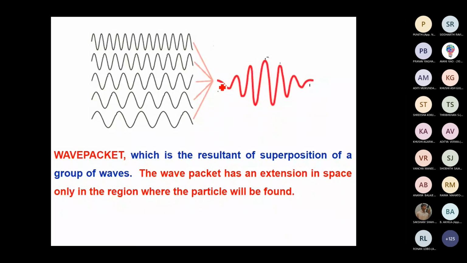Particle means localized in space. So the particle is within this region. Beyond this, the particle is not present. Wherever this wave packet is there, the entity is there; it symbolizes the localized nature. So the particle is within this packet, somewhere in this region. In this region, the particle can be found.